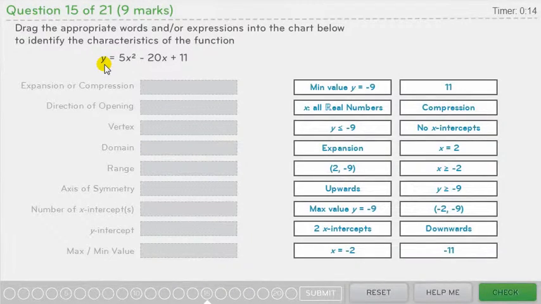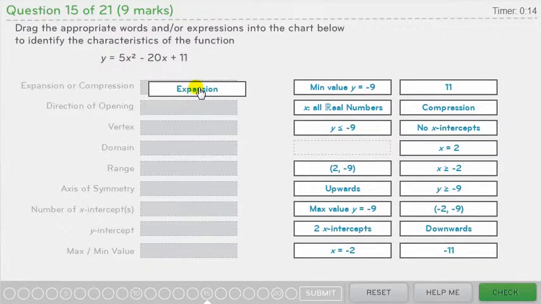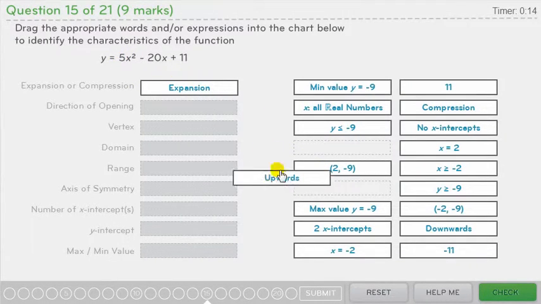In this question, you're being asked to analyze the characteristics of the function y equals 5x squared minus 20x plus 11. This equation is written in general form. So let's get started. First, we're asked whether it's an expansion or a compression. And because our a value is positive 5, we know that this is an expansion. Next, our a value is positive, and therefore this graph opens upwards.